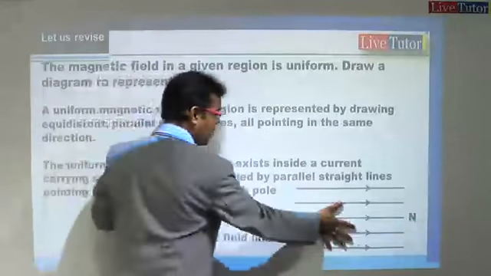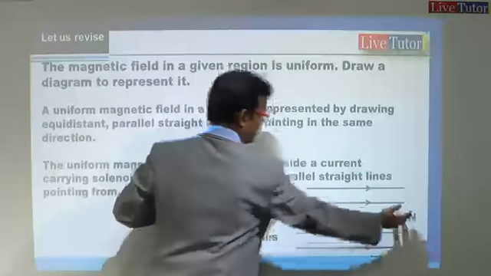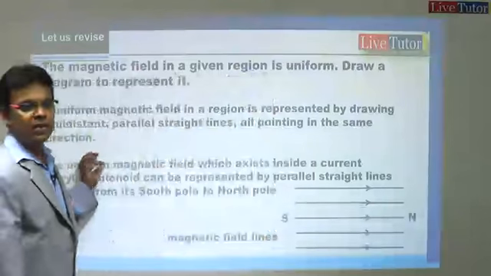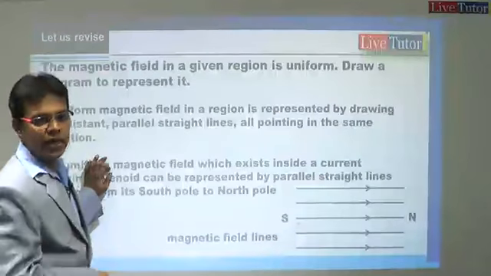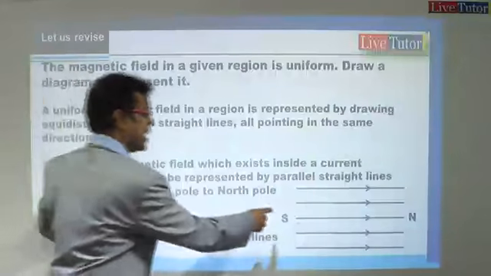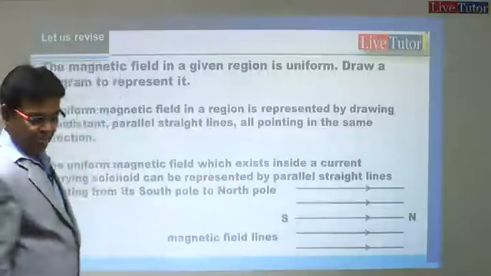Even after drawing, in the exam, if you forget to mention south and north, it will become invalid. So you have to remember that we are talking about the magnetic field lines inside the current carrying solenoid, so that it is starting from the south pole and terminating at the north pole, opposite to that.